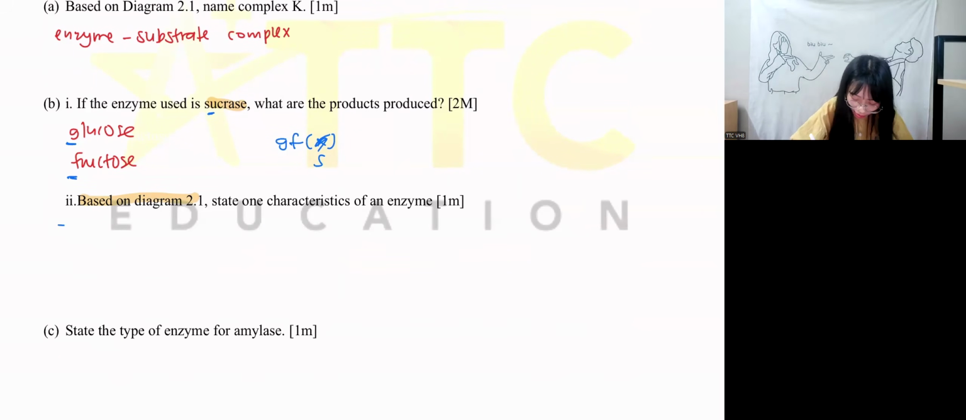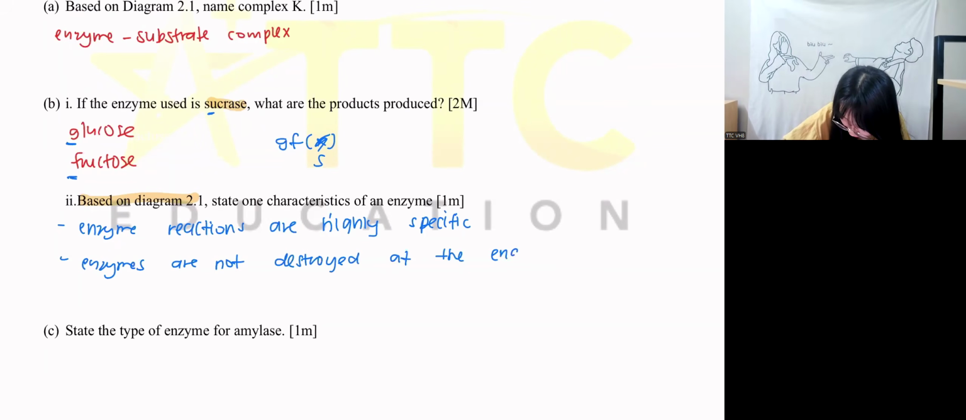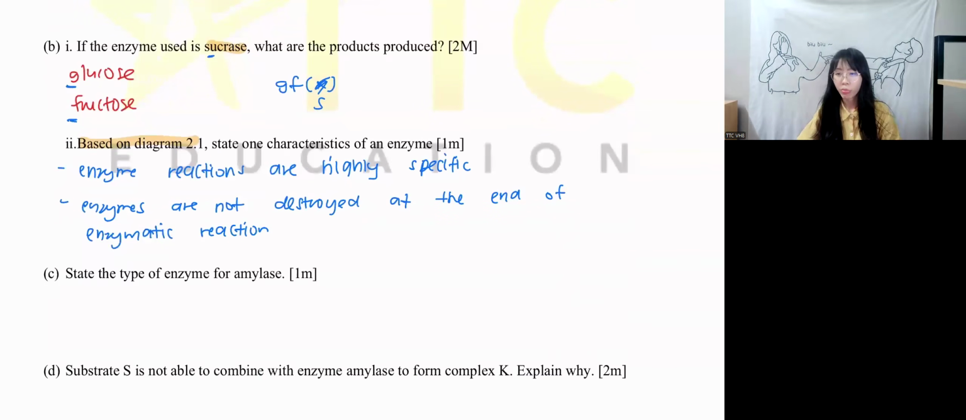So we're going to say enzyme reactions are highly specific. Next, you can say enzymes are not destroyed at the end of the enzymatic reaction. So if you want to write based on diagram, I will suggest you only write these two things, guys, because these are the things that we can see from a diagram.